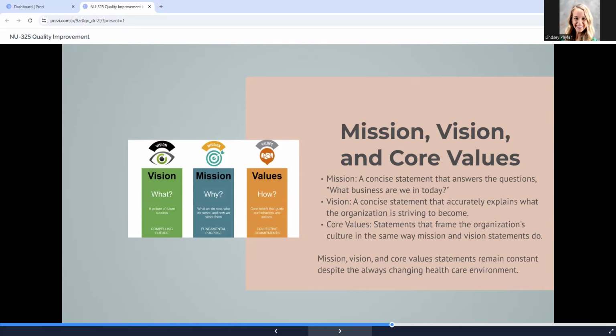So core values are something that are important for you to be able to identify for yourself as an individual, but also it's important that whatever healthcare agency you choose to work in one day has these core value statements as well to help define the overall culture within that organization.